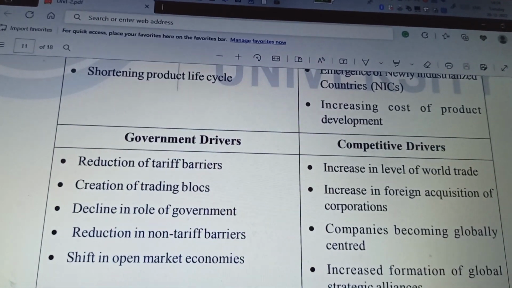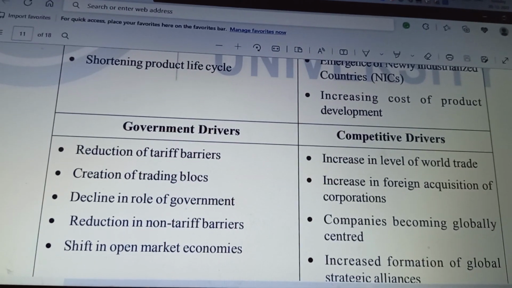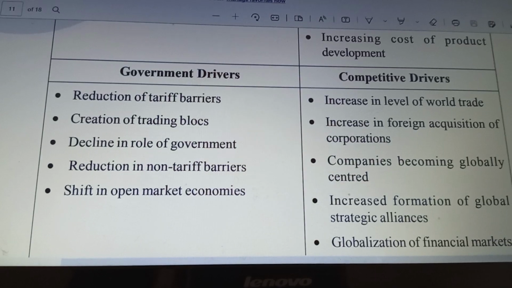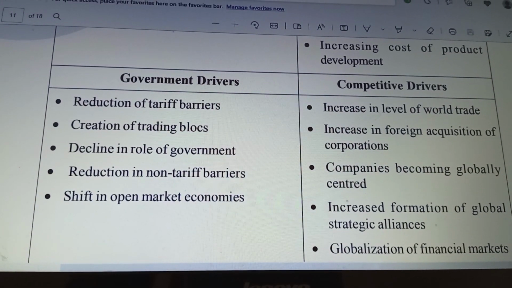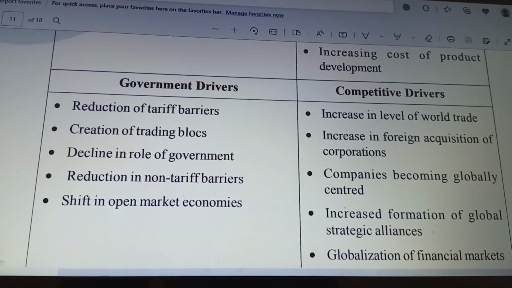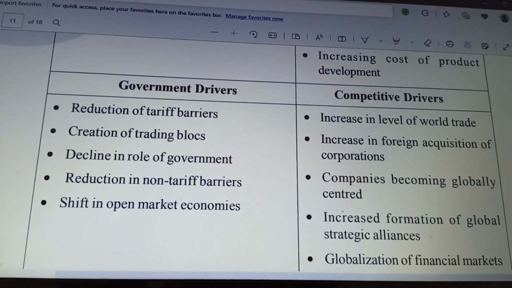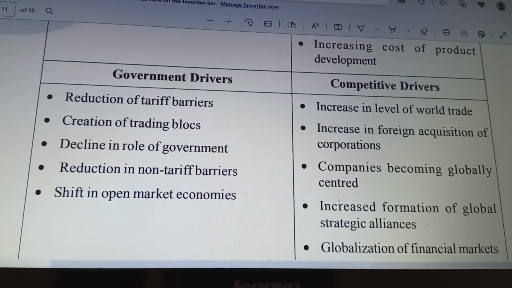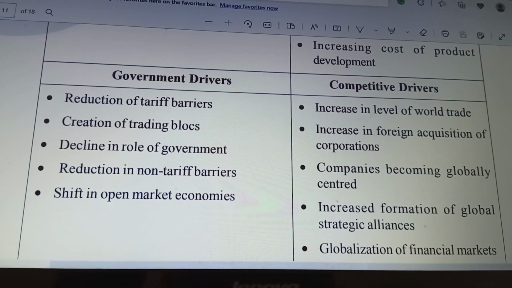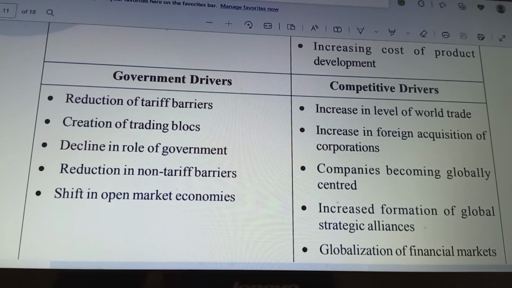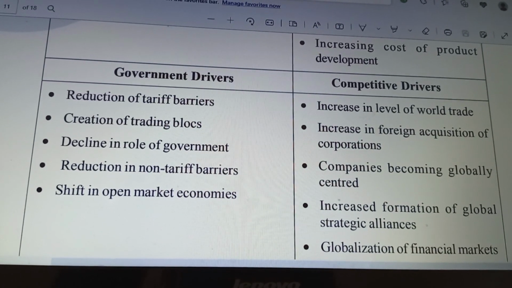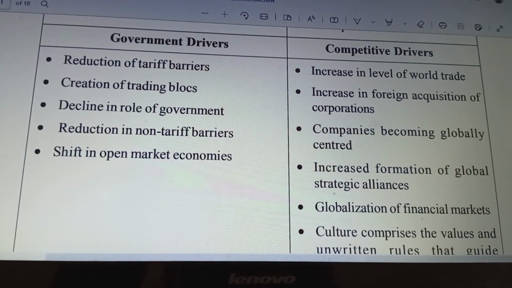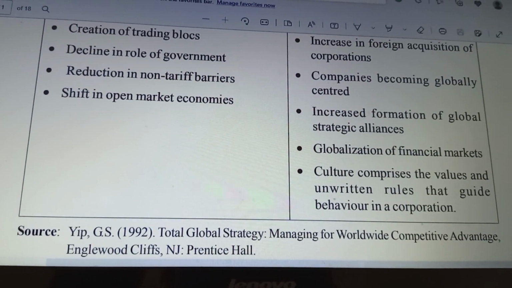And when we differentiate government drivers and competitive drivers, in government drivers: reduction of tariff barriers, creation of trading blocs, decline in role of government, reduction in non-tariff barriers, shift to open market economies. And in competitive drivers: increase in level of world trade, increase in foreign expansion of corporations, companies becoming globally centered, increased formation of global strategic alliances, globalization of financial markets.